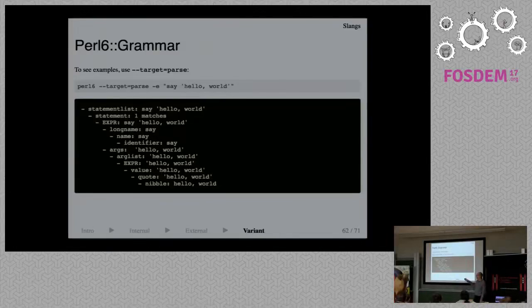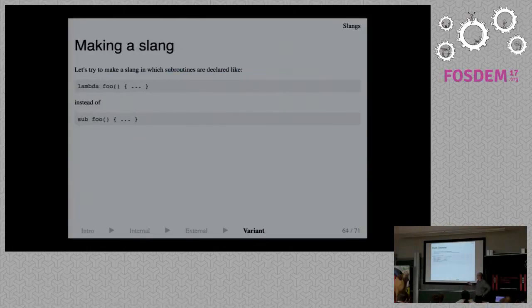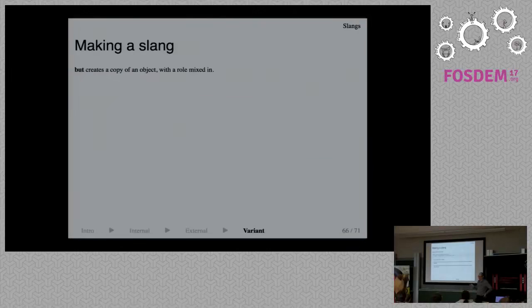Then, if you look in the source for Perl 6, you can see the definitions of these, and they look just like the grammar that we just made up. So you might see things like statement, statement list, name, identifier. And if you want to modify it, like let's say instead of sub, we want to use the word lambda, essentially you can redefine the token. So instead of matching the string sub, this token now matches the string lambda.